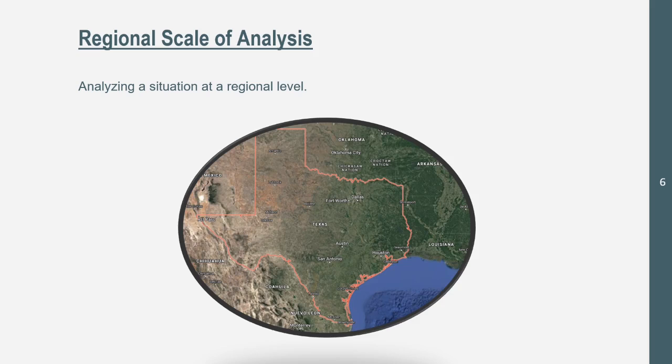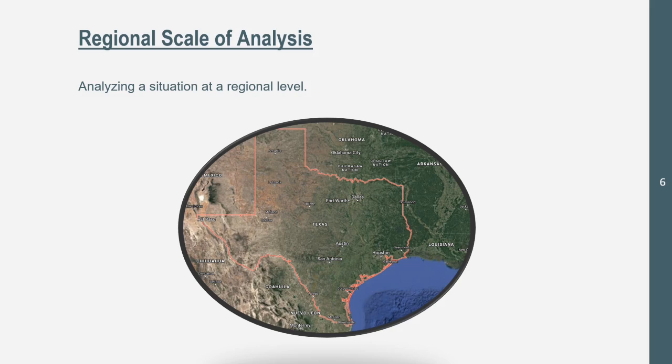We have a regional scale of analysis. We're not at that national level yet because we're not looking at two different countries. We're looking at just a region. Now, we do have two different countries on here, Mexico and the United States. However, we don't have information about those countries. We just see the terrain where the borders are for the countries.